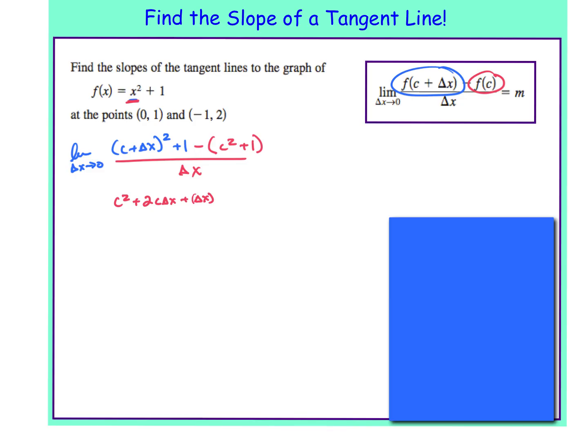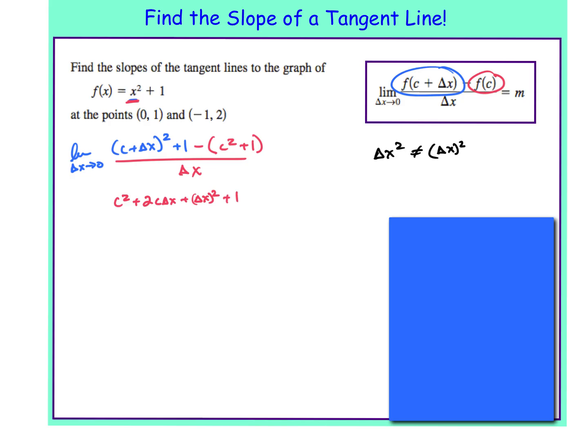Delta x quantity squared. I want to go off to a side note real quick. Delta x squared is not equivalent to the quantity of delta x squared. Okay? So this is incorrect. This is correct. Okay? Because this actually means the change of x squared. This means the change of x quantity squared. Okay? So anyway. All right. So then I still have plus 1.